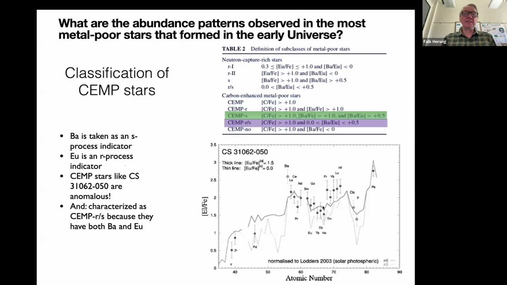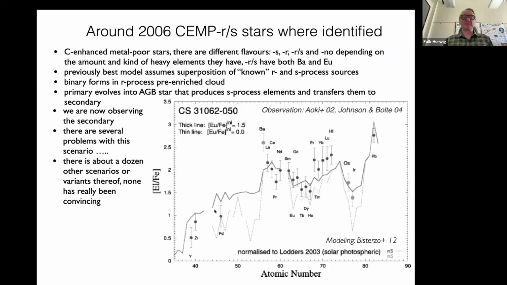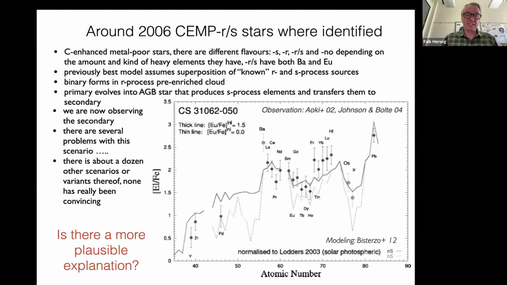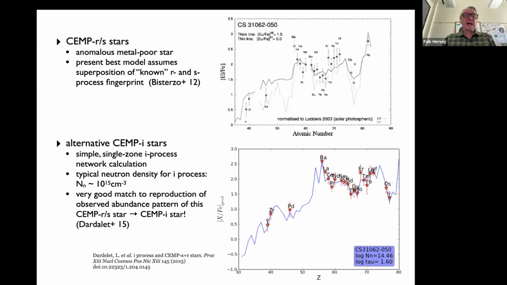Okay, so the next slide here summarizes the problem. We have several of these CEMP stars that immediately appear to have a signature of elements that were previously classified as dominantly from s or from r. So that's a problem. What can we do about it? People came up with all sorts of funny scenarios, and none of them stuck. Like have a pre-r-process enriched cloud, then form an AGB star that makes s-process. None of that was really satisfactory.